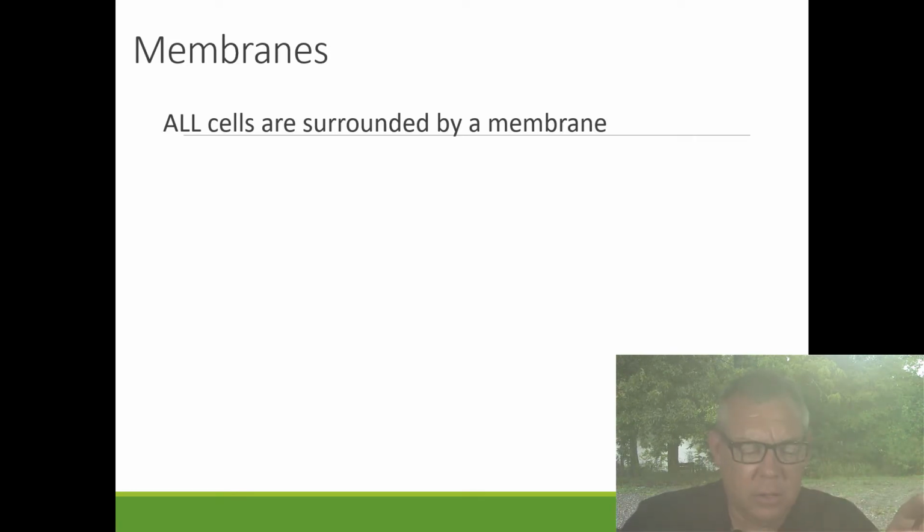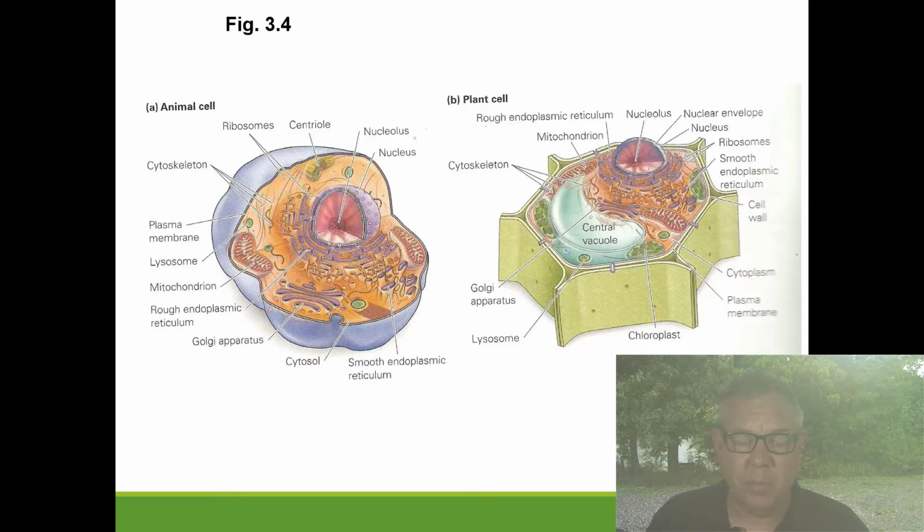And so every cell is surrounded by a membrane. That's what defines the outside of the cell. And so here's a figure from your book. And this is true for both an animal cell and a plant cell. Now plant cells have a cell wall on the outside of that membrane, but they still have the membrane that defines the outer edge of the cell that contains the cytoplasm. And animal cells have the membrane but do not have a cell wall.